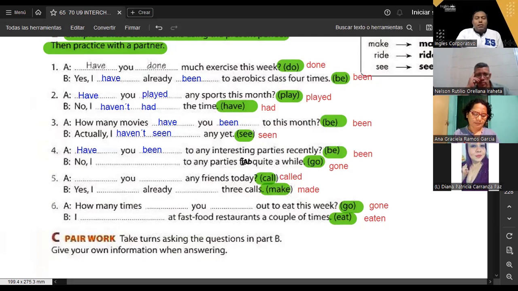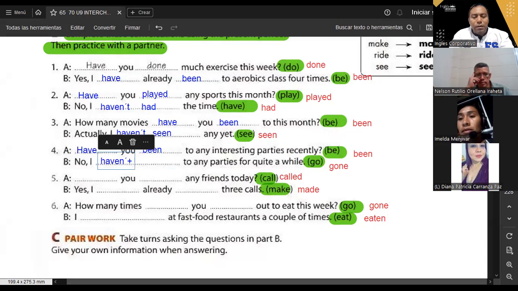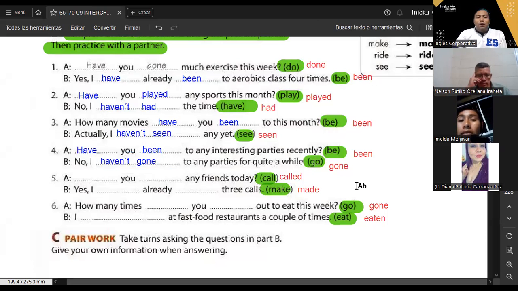Have you been to any interesting parties recently? No, I haven't. ¿Y el verbo principal? I haven't gone. Very good. I haven't gone to any parties for quite a while, right? For quite a while. Por hace un rato. Hace un buen rato. For quite a while.